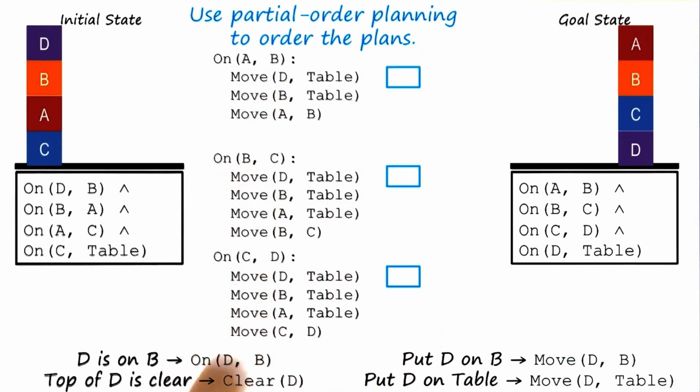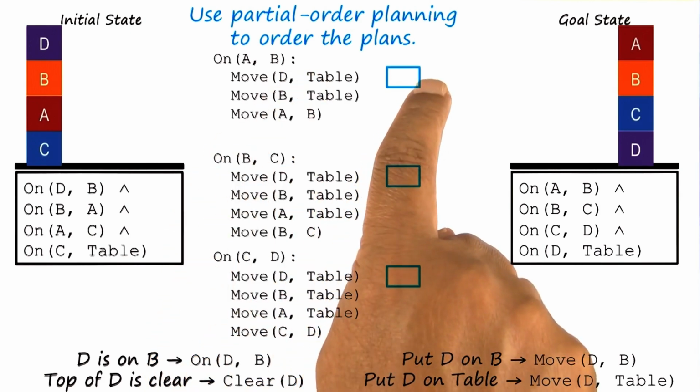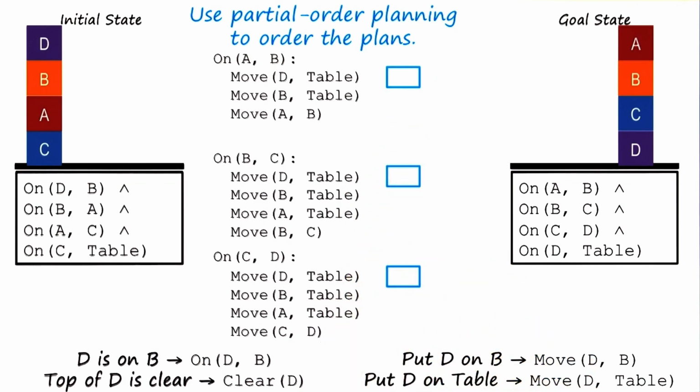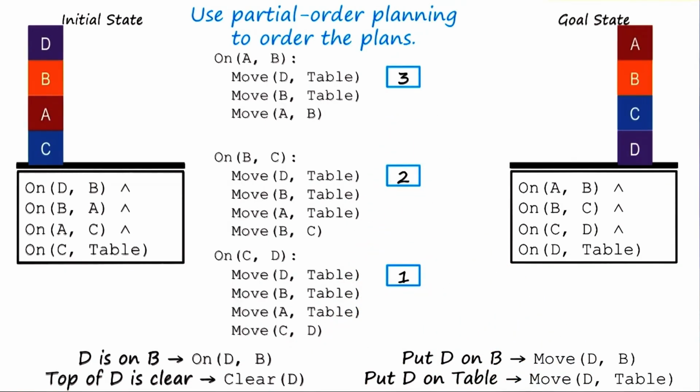Now that we have these 3 plans for accomplishing the 3 goals, can you detect the conflicts between these plans? Use a pencil and a piece of paper to detect the conflicts and resolve the conflicts, and then write down the ordering of the goals in these boxes. What ordering did you come up with, David?